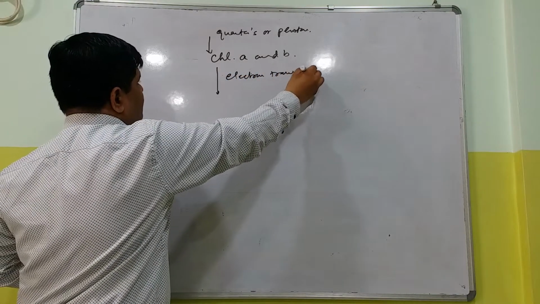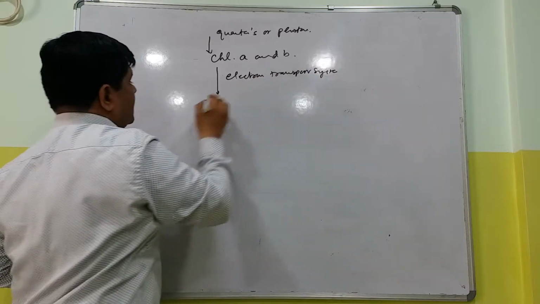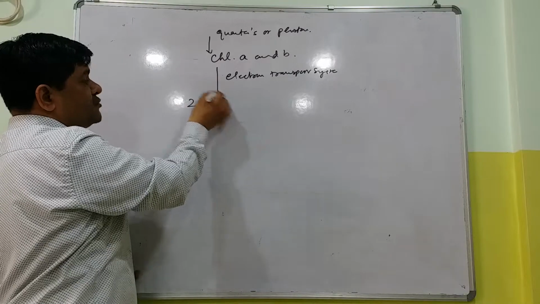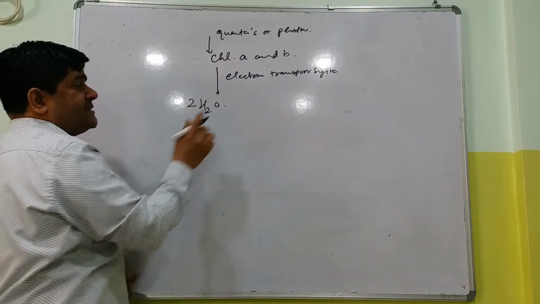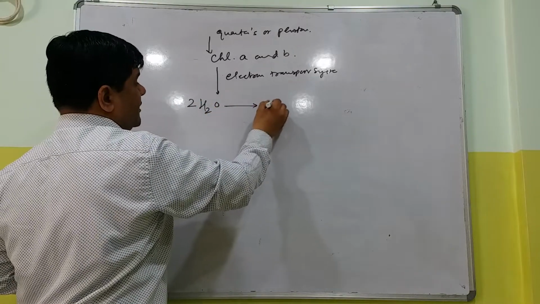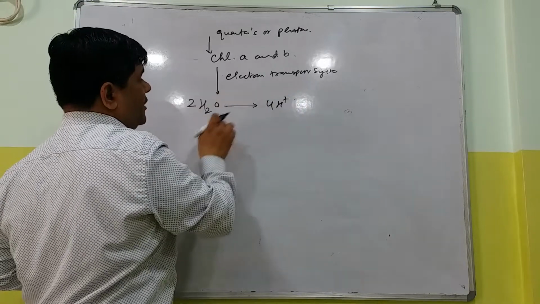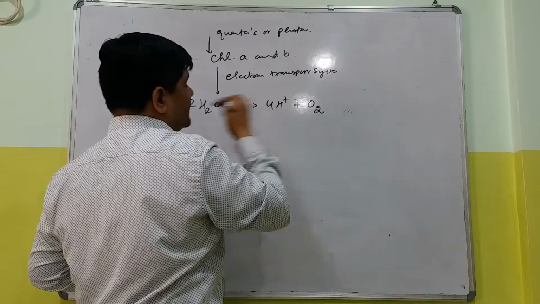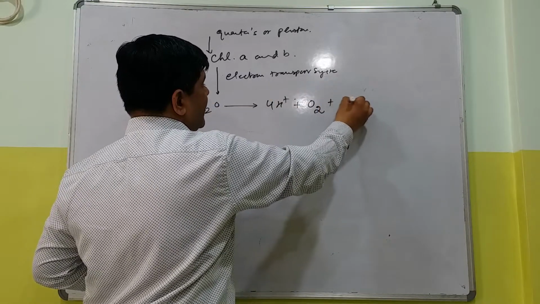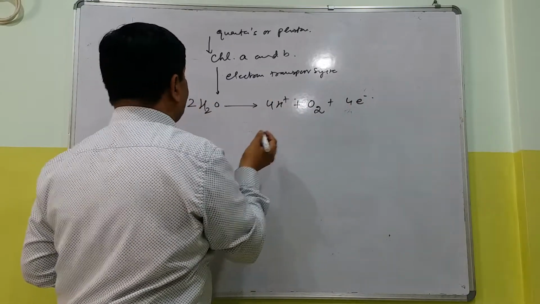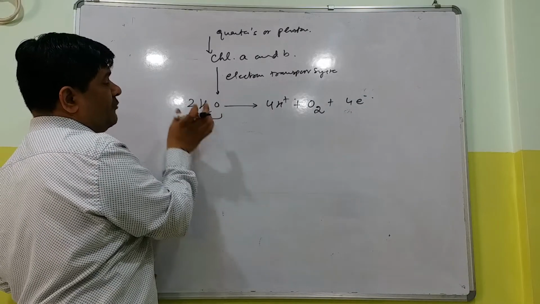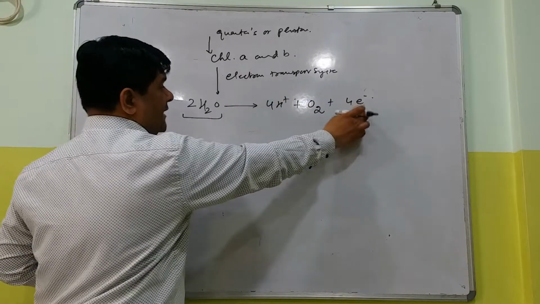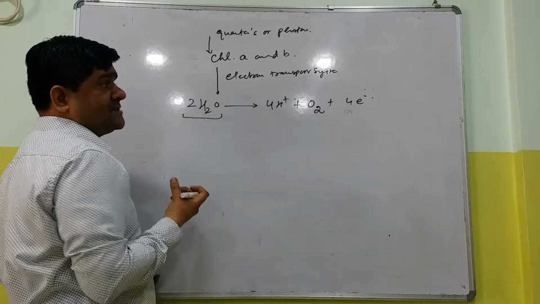Through an electron transport system, this energy is transferred to the water. As soon as the water molecule gains this energy, there is a breakdown. The water molecule splits, resulting in the formation of protons plus oxygen plus electrons. This splitting of the water molecule into protons and electrons is known as photolysis of water.